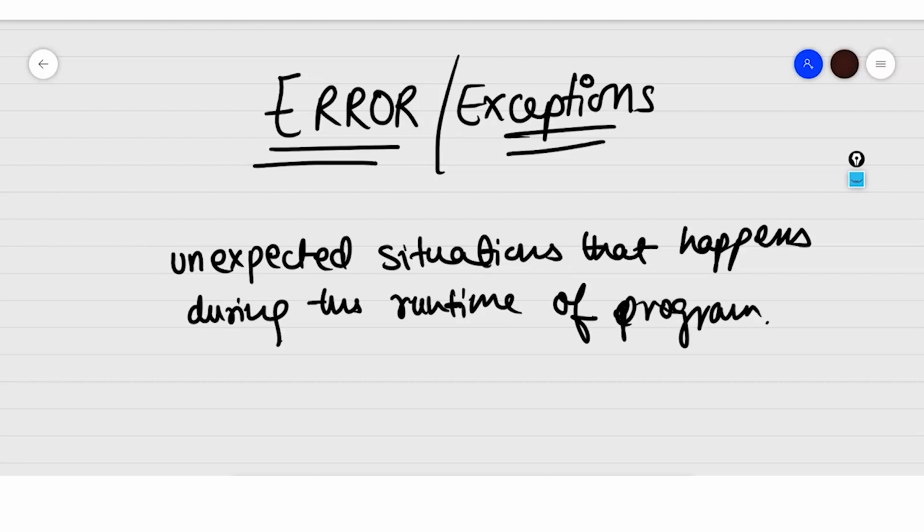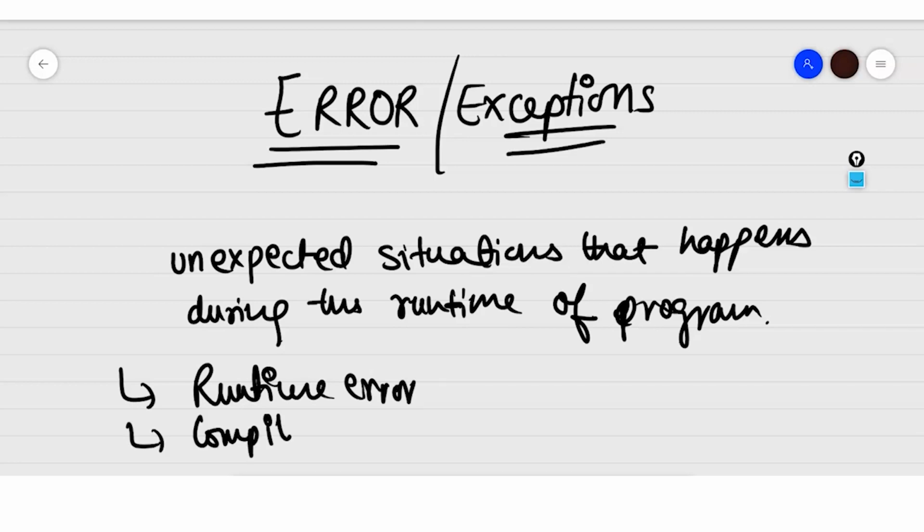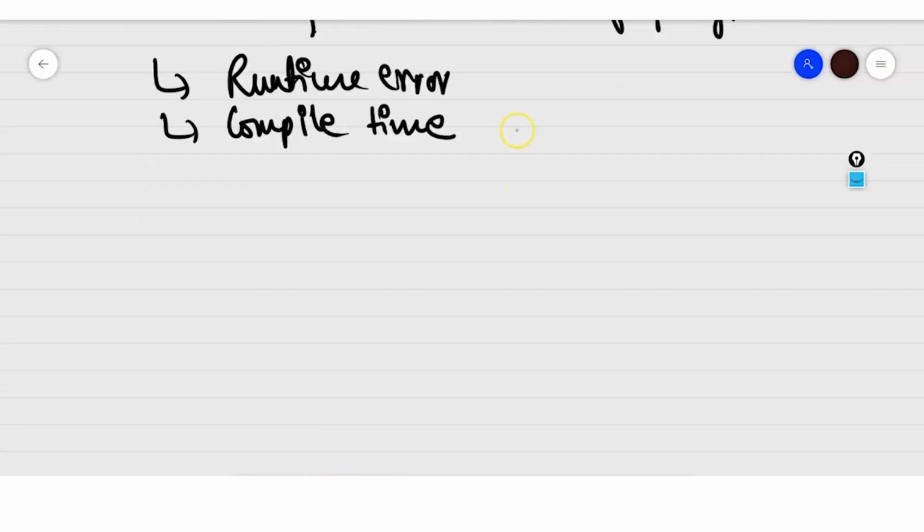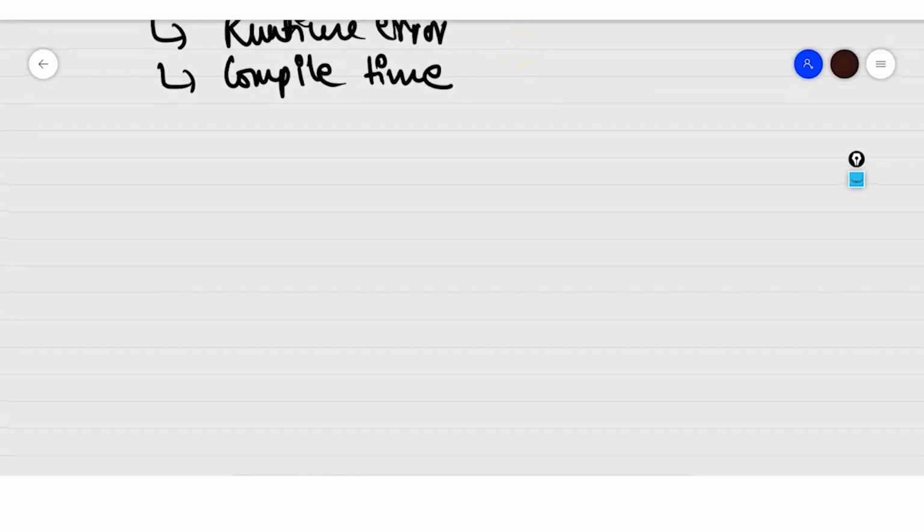These errors can be of two types. One could be runtime errors, and the other you can have is compile time errors. What do these all mean? Don't worry, I will be telling you within seconds. I will tell you each and everything in detail, so let's dig into the details.